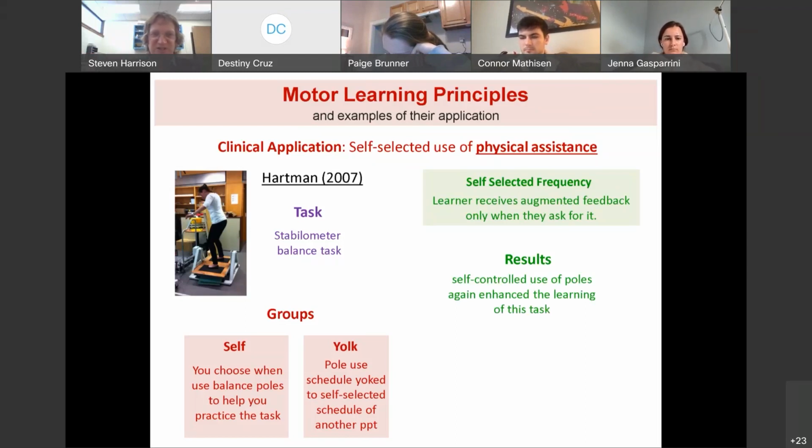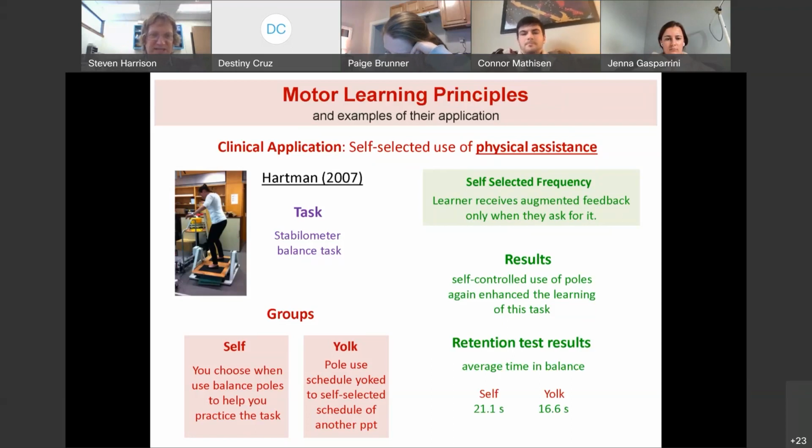A self-selected use of the polls again enhances the learning of this task. So here's the essence of the results. If we look at the average time that the patient was able to maintain being balanced on this device without the polls, we see that if they were in the self group, they were able to stay balanced for just over 21 seconds. If they were in the yoked group, they were only able to stay balanced for 16 seconds. So look at the gigantic improvements here. We're talking like a 20–25% increase in the outcomes you're getting from the training.